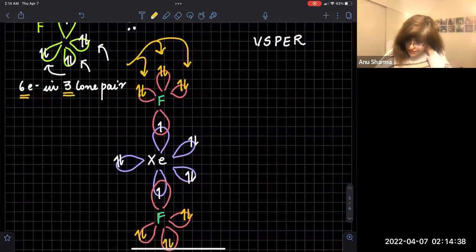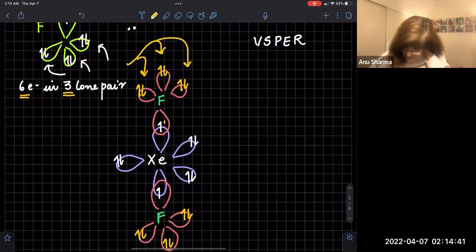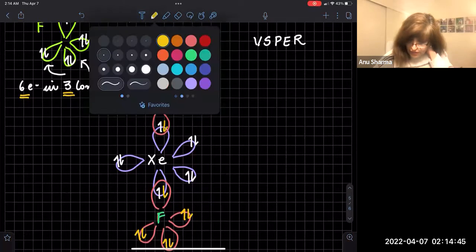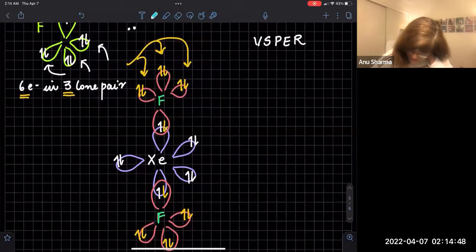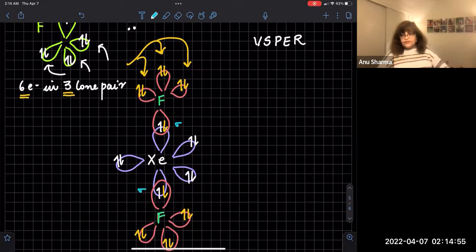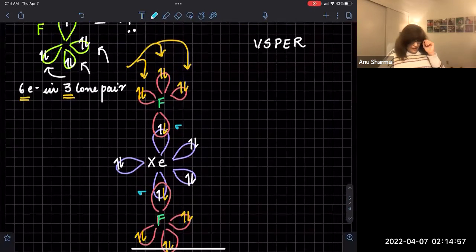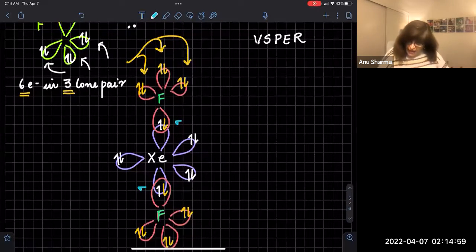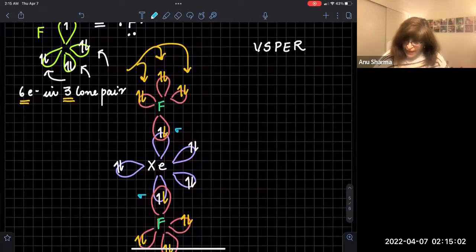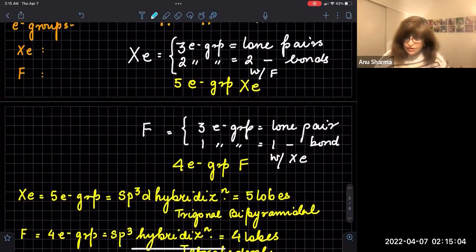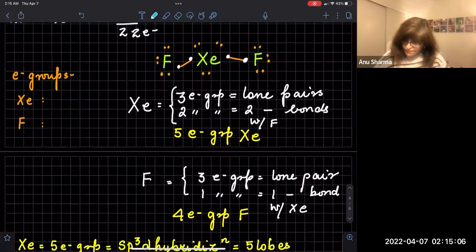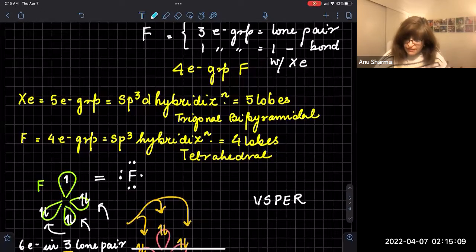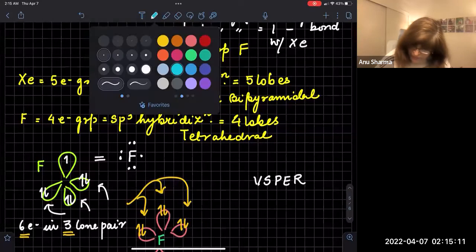And now let's look at the pairing. Fluorine is bringing 1 electron that is overlapping with the xenon. So now we have here one single bond, sigma bond, another sigma bond right here. So 2 sigma bonds are here. The rest of them are all lone pairs. Okay. So now comes the question, if you look at the shape on xenon, trigonal bipyramidal. Okay, so this is a very important piece here.